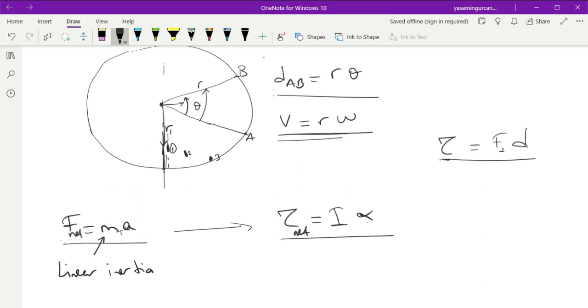The same concept exists in rotational motion. We call it rotational inertia or angular inertia.